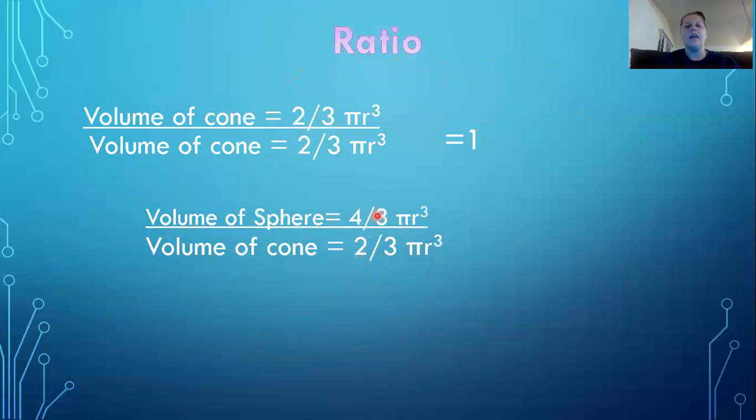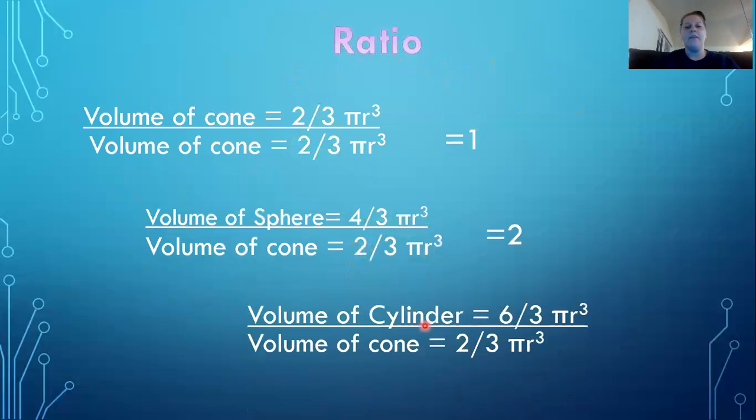And when we divide it, our pi r cubes are going to cancel out, our 3's are going to cancel out. And when 4 is divided by 2, it equals 2. So now the volume of our cylinder.